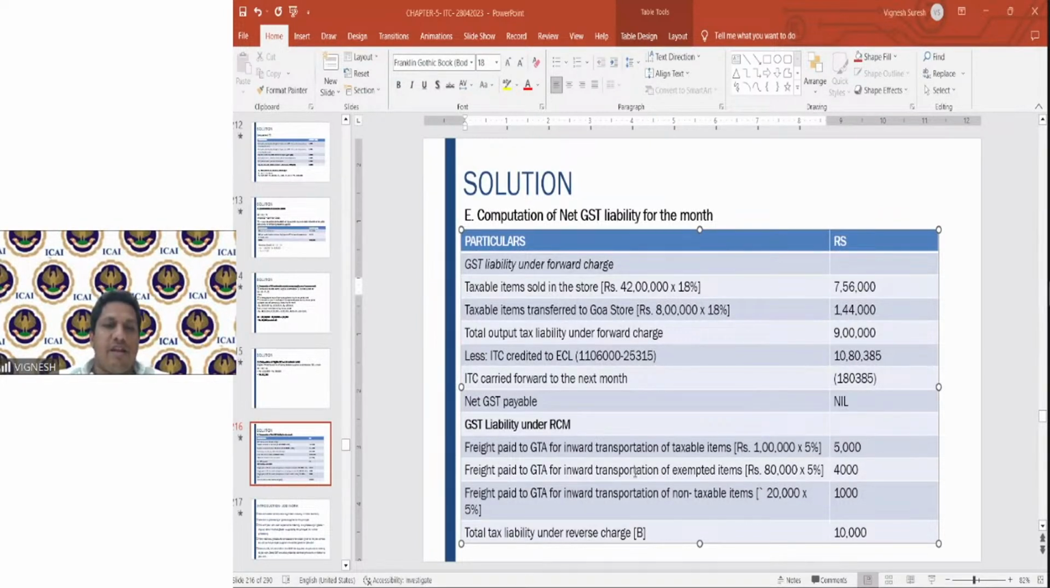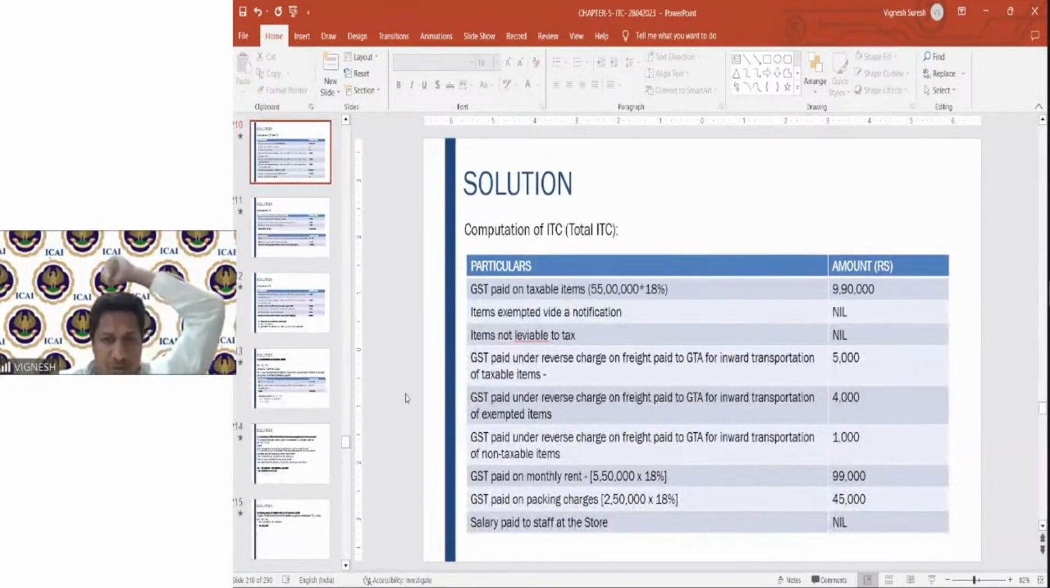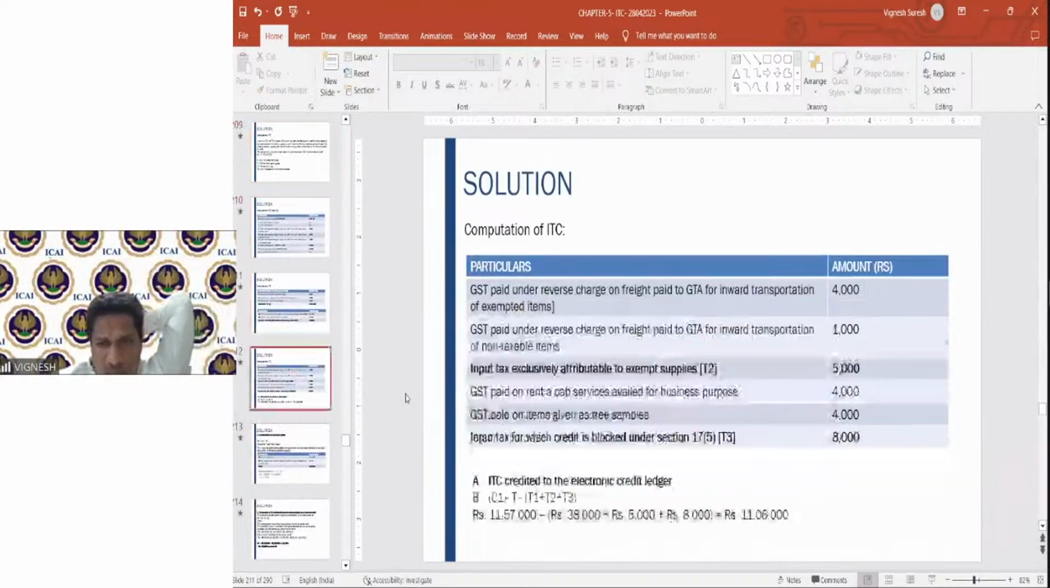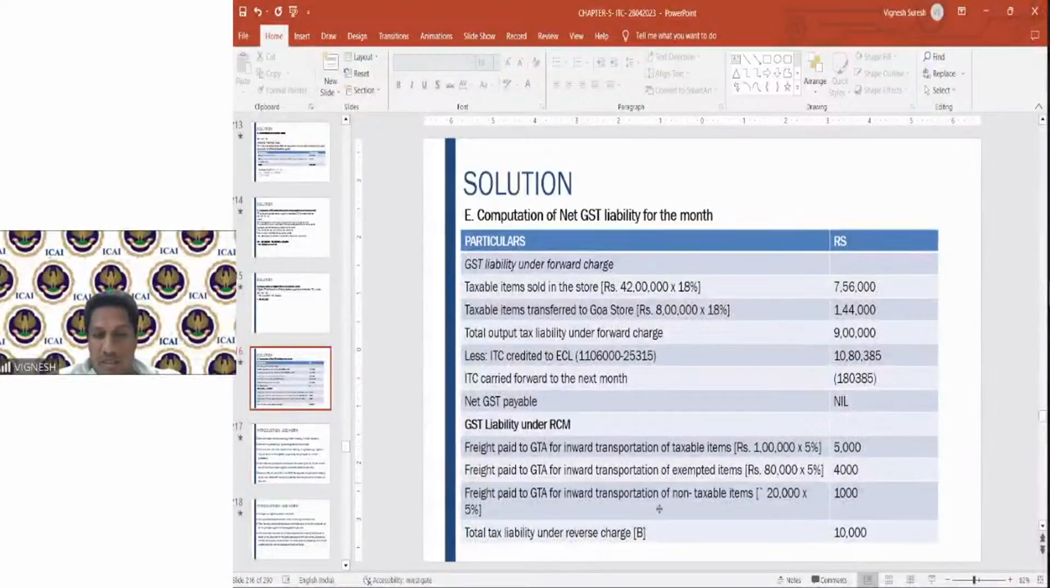So this 10,000, why am I taking? Because 10,000 you have to pay it in cash. That is why I'm taking here. Reverse charge basis, you have to pay it in cash. You claim the credit or not, it is secondary. You have claimed the credit here, it is coming under that 11,06,000. Okay. See, if you see here, it is already coming under the 11,06,000. You are claiming the credit, but at the same time, you have to also pay the amount in cash ledger. That is how the reverse charge liability is to be taken into consideration.